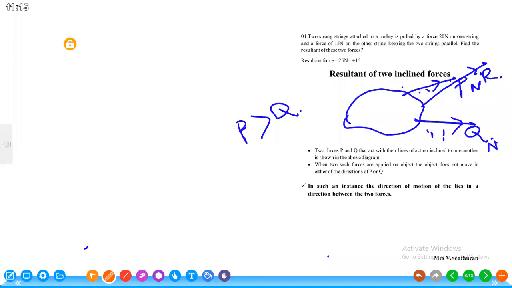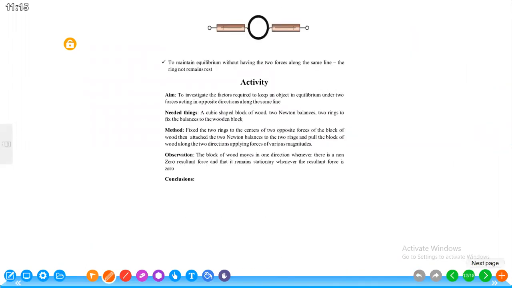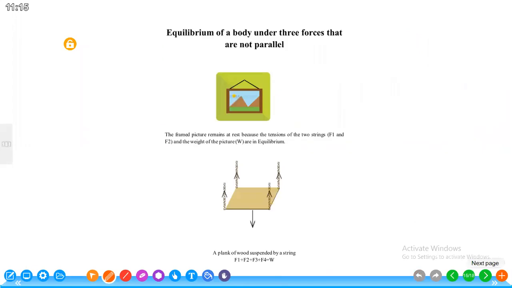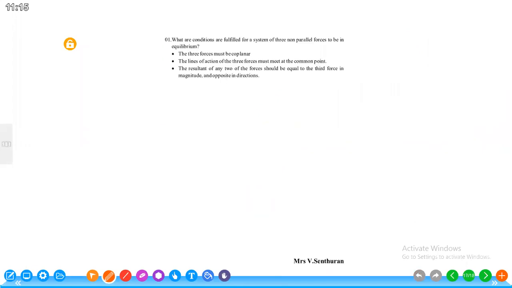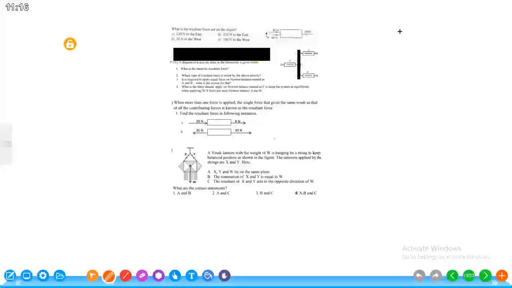Question bank. answers. Large size question.